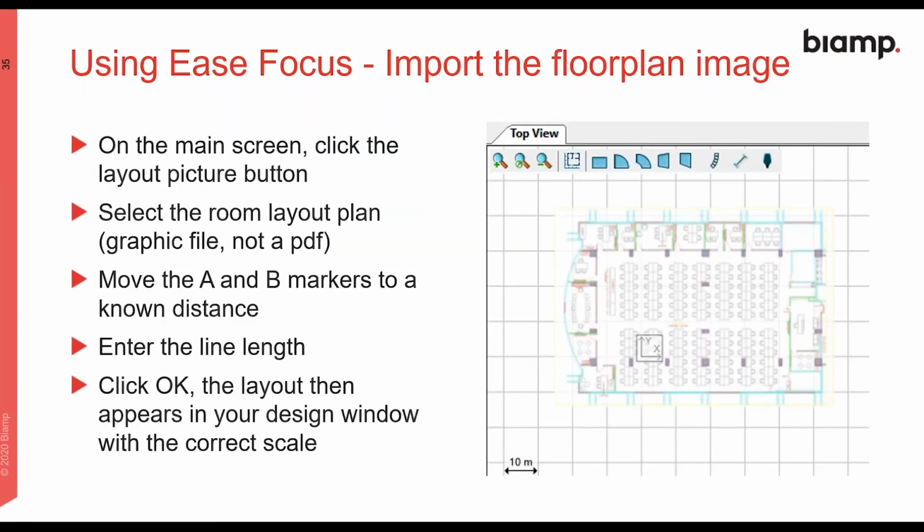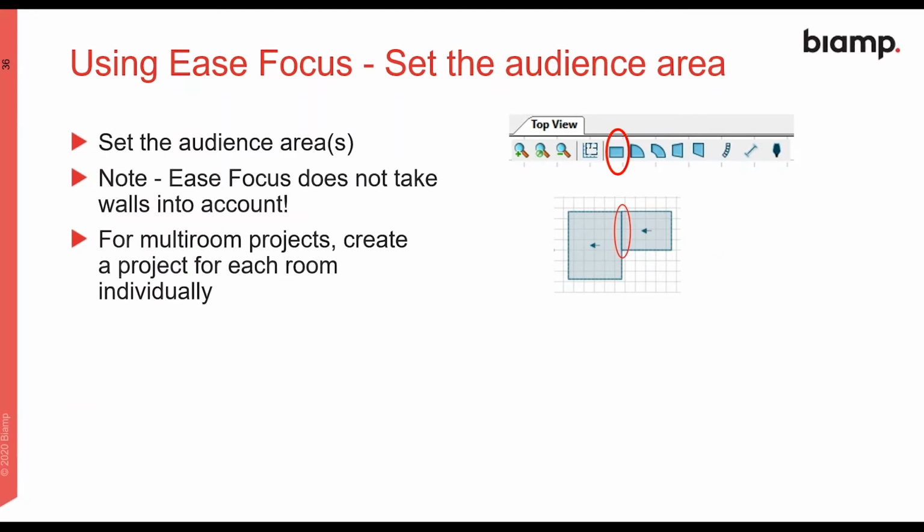So once we've done that graphic import, we now need to start adding audience areas. Now, the first thing to understand is that EASE Focus does not take walls into account. So in this example here, whilst we have 2 distinct listening areas, and it looks like there is a line between the 2 rectangular listening areas, EASE Focus doesn't actually know whether it's a wall or just an open space. So it assumes it's an open space. So that means if I put a loudspeaker in one of those audience areas, the sound from it is going to project into the second one.